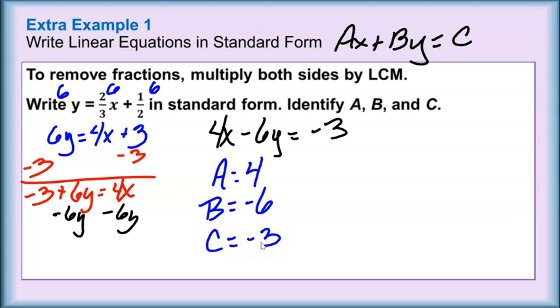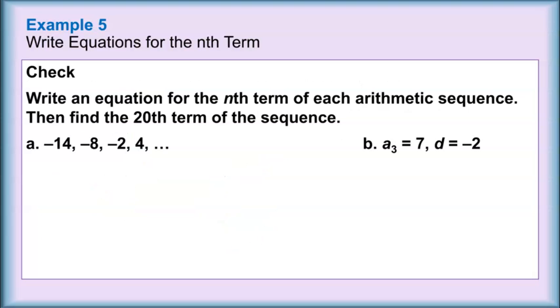And the last thing I want to go through is writing equations for the nth term, so finding a specific term of an arithmetic sequence. For an arithmetic sequence, the formula would be a subscript n equals a subscript 1, which is our first term, plus n minus 1 times the common difference. That just means we're taking the first term and adding the common difference to the previous term.